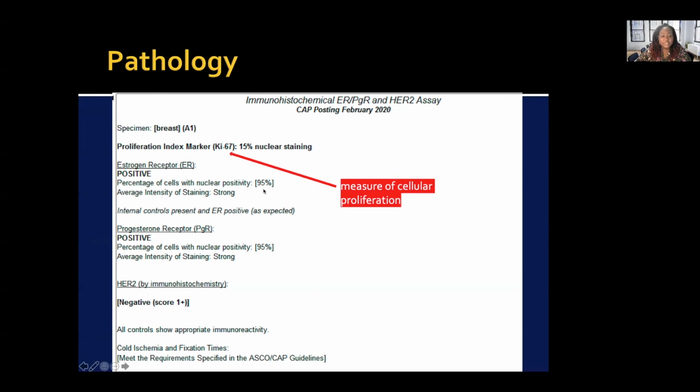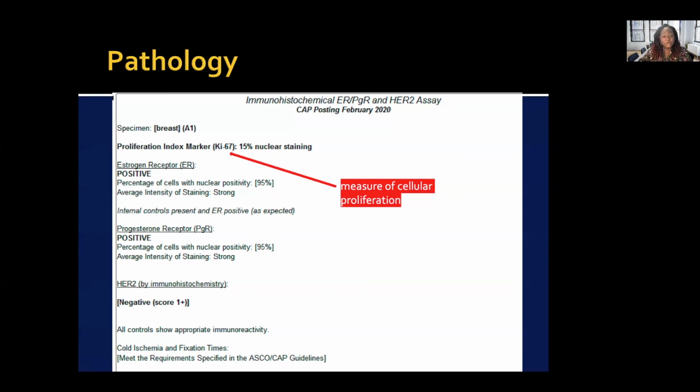So over here, you can see that this patient had estrogen receptor positivity with 95% of those cells. So that's good. That means the majority of the cells expressed estrogen receptors. Same thing for the progesterone here. They were positive, and the amount of cells with positivity was 95%. Now, moving to the HER2, this patient did not express any HER2.